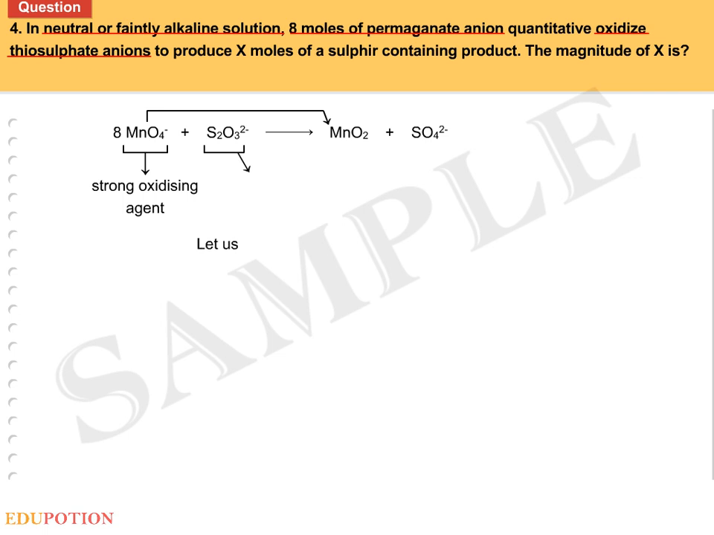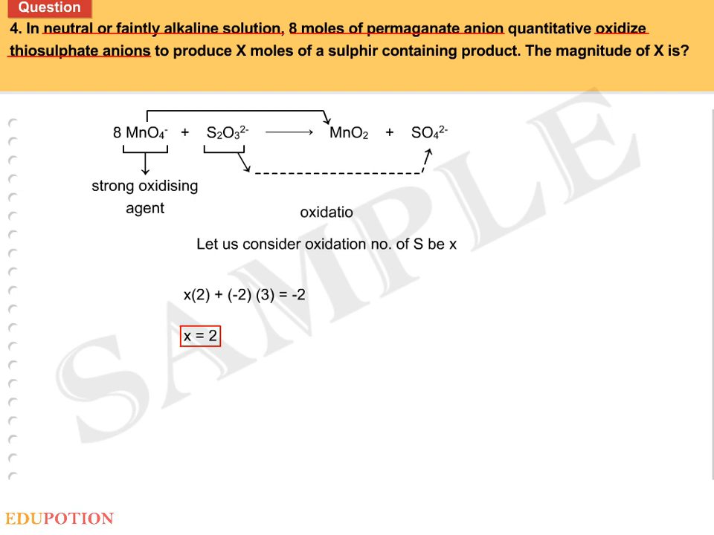So let us consider the oxidation number of S as X. So X into 2 plus minus 2 into 3 is equal to minus 2. From here we get X is equal to 2. Now the oxidation number of S is 2. Now this S2O3 is oxidized to SO4, so here we undergo oxidation.